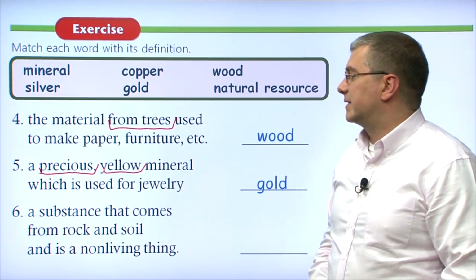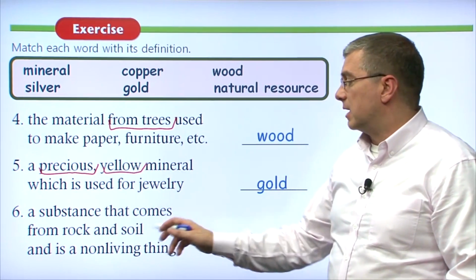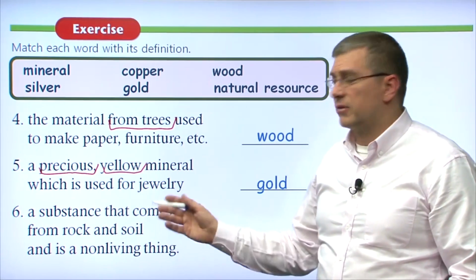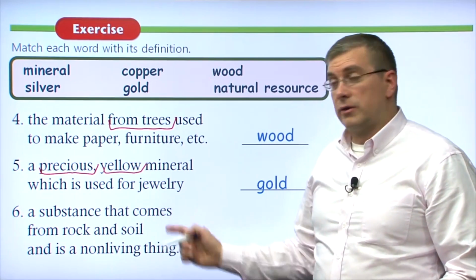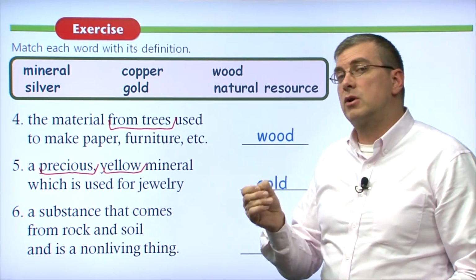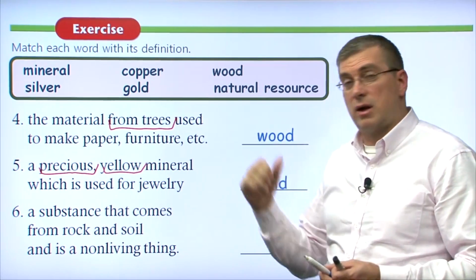6, a substance that comes from rock and soil and is a non-living thing. So some type of substance that comes from the rock, okay? And it also comes from the soil. There's little parts in the soil, actually. Minerals are also good for plants. Little minerals, not the ones that we saw in the video.